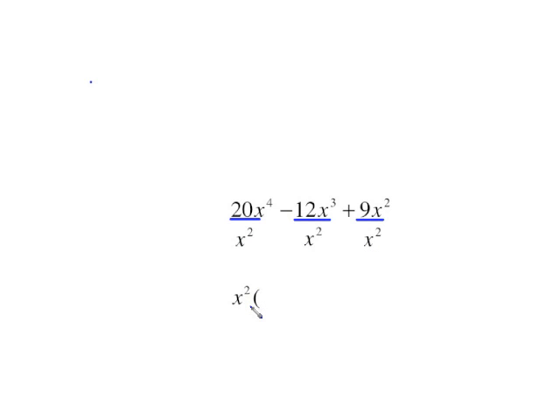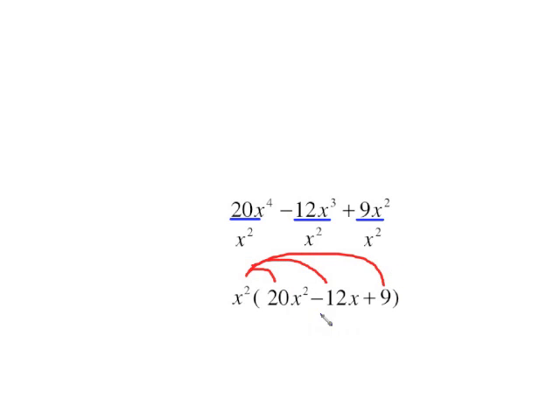So I'm going to put x squared underneath each one of those. I'm going to pull the x squared out here and then do my canceling. X to the fourth over x squared, keep the base and subtract, is going to give you a 20x squared. Here the 12 is going to come down. X cubed over x squared, keep the base and subtract, gives you a 12x. Here the x squareds cancel, and you're left with a positive 9.